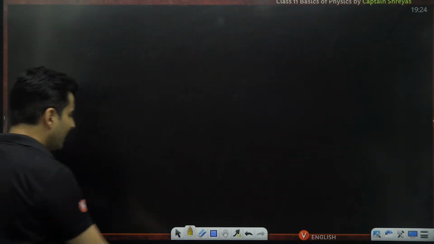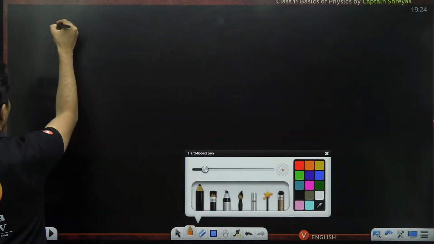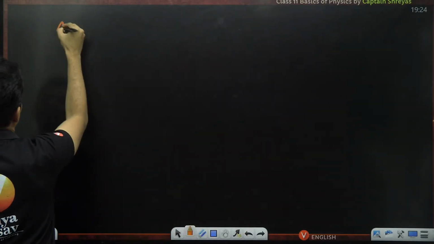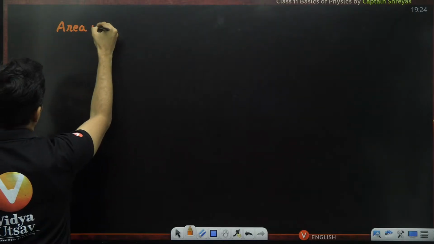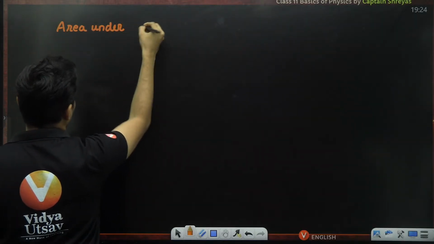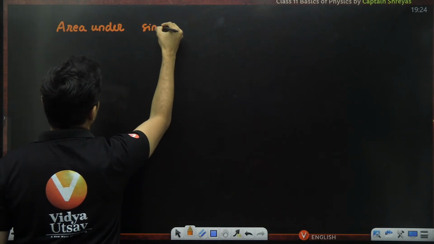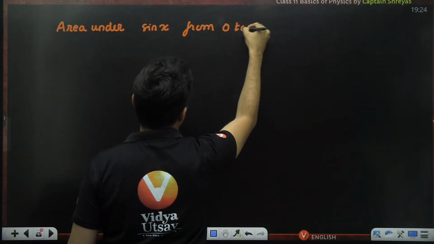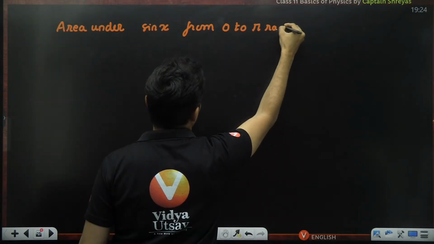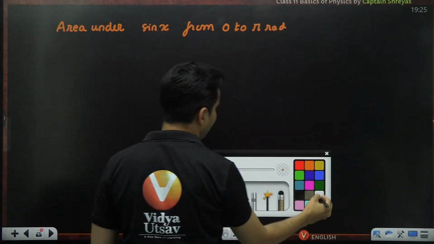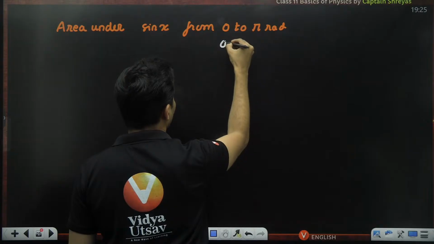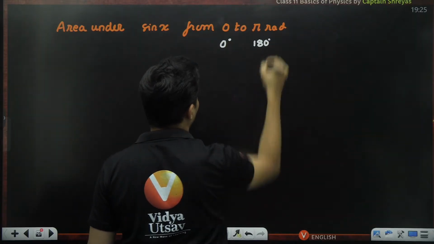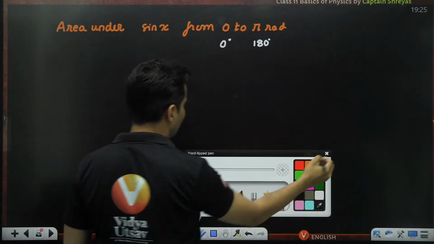Let's do a very interesting question now. What is the area under the sin x graph from 0 to pi radian? For those of you who do not know what pi radian is, 0 radian is 0 degree only. Pi radian is basically 180 degrees. Okay, so this is the question.